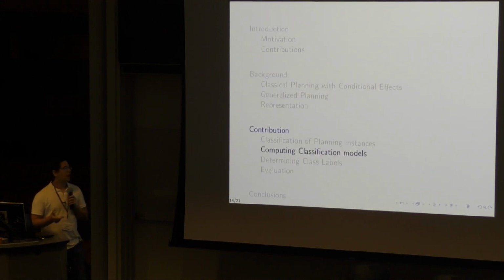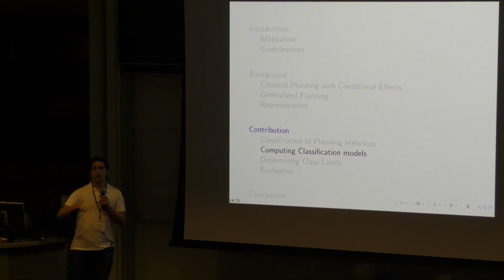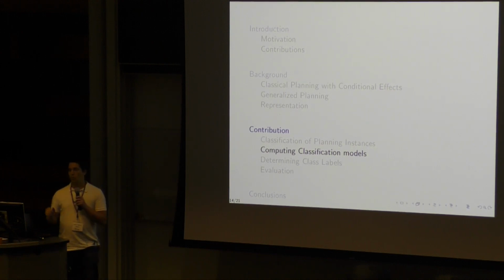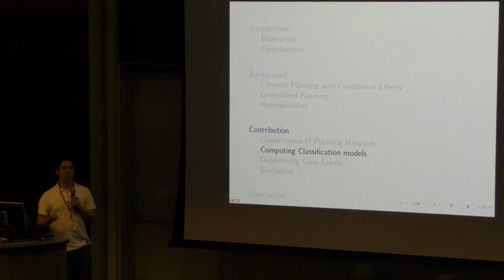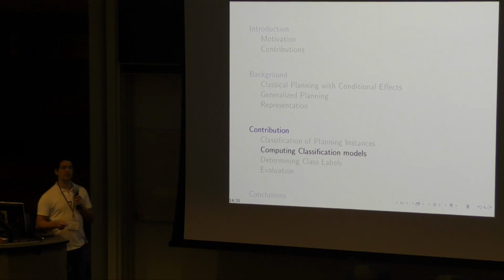So now we can do 2 kinds of tasks. Once we have defined this model, we can run 2 types of tasks. One is to compute a valid model, so to create these planning programs for each one of the clusters. And the other is to determine the class label of a specific planning instance, given that we know the valid model.